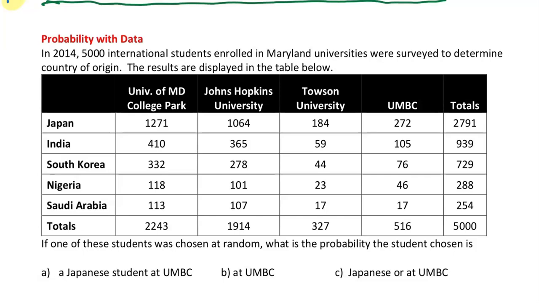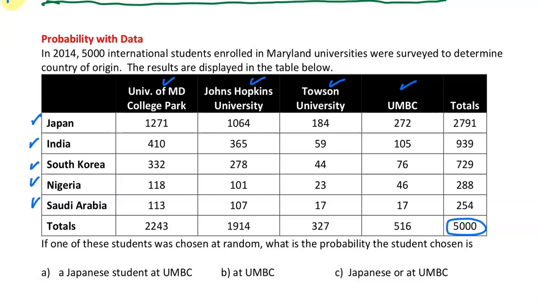In 2014, 5,000 international students enrolled in Maryland universities were surveyed to determine country of origin. The results are displayed in the table below. Okay, big picture. You have 5,000 students. They are all international, and these are the countries that they come from, and these are the universities in Maryland that they attend. So you want to understand what you're looking at first.